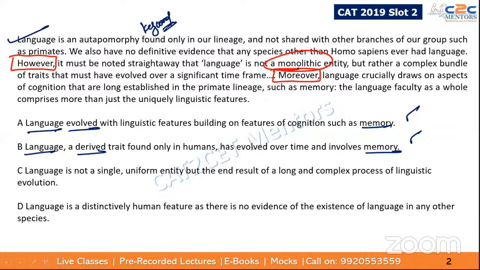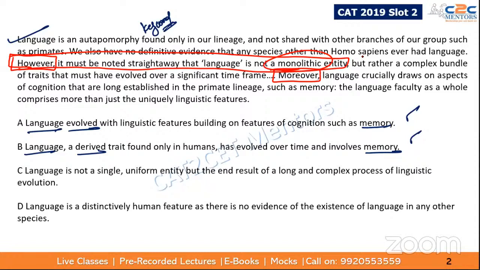a monolithic entity. Monolithic means, mono means it's a root, mono means singular. Okay, but does this really matter to me? I'm saying, however, it must be noted straight away that language is not a monolithic entity.